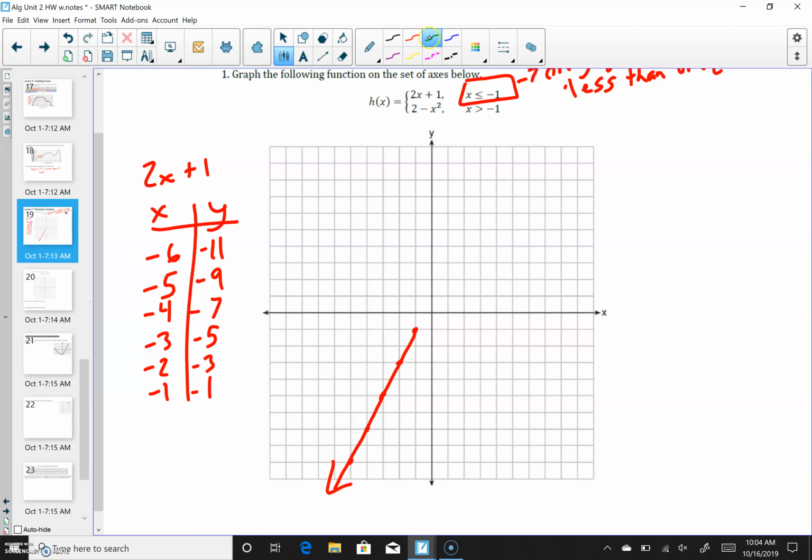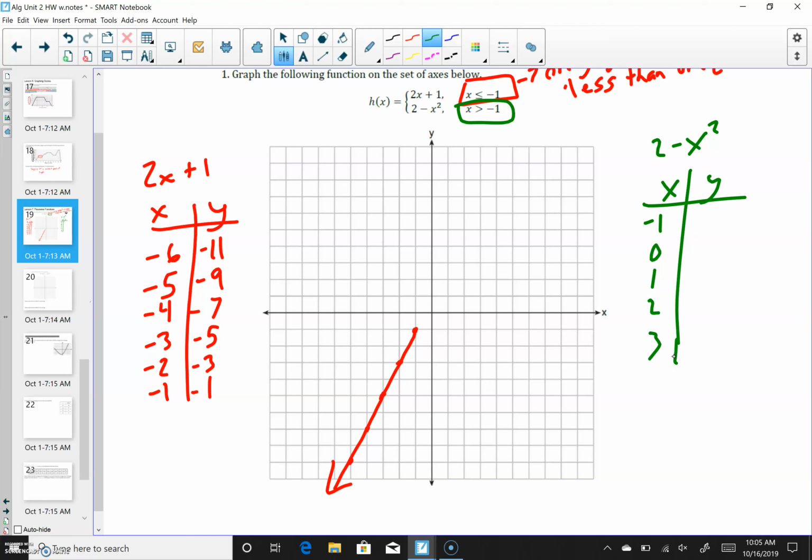So now I'm going to switch colors. I'm going to go to green for 2 minus x squared when x is greater than negative 1. So now we want to set up our table, but we're only going to graph the points that are greater than negative 1. So negative 1, 0, 1, 2, 3. And we'll see if we have any more points that fit when we go into our calculator and graph this.